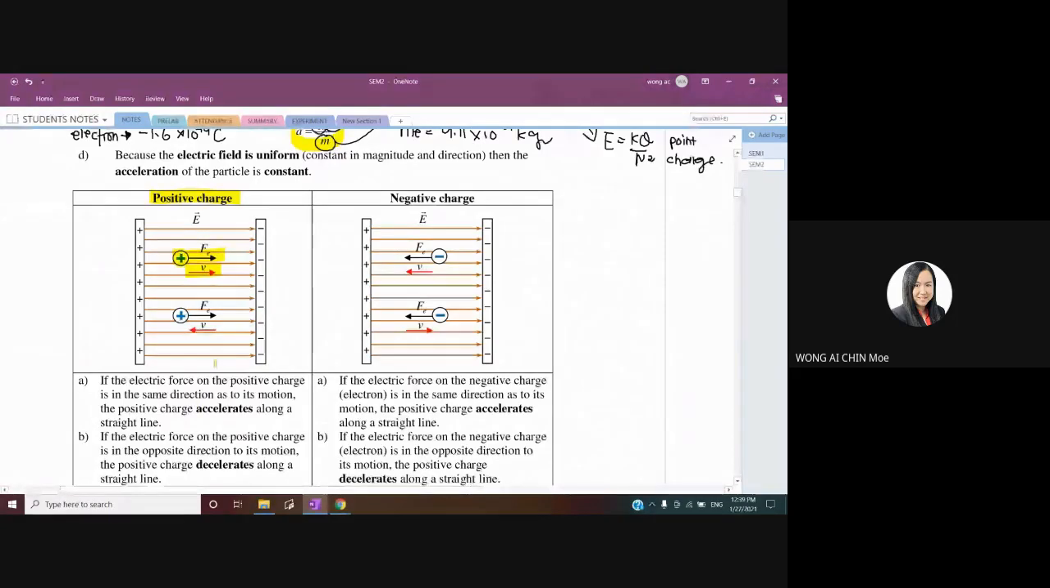Because initially you are moving to the right, and after that, when your power supply is on, you also attract to the right. So it will accelerate, it will move faster.